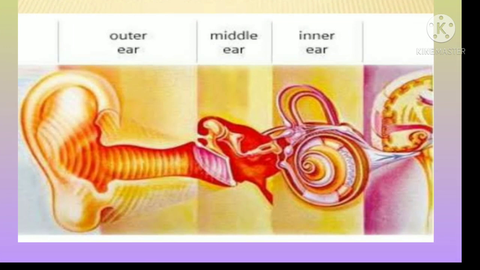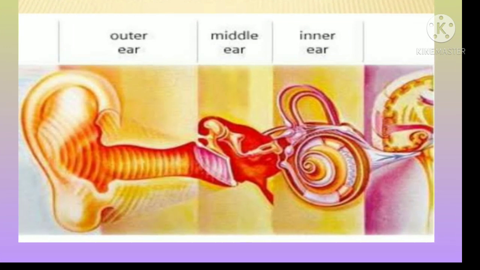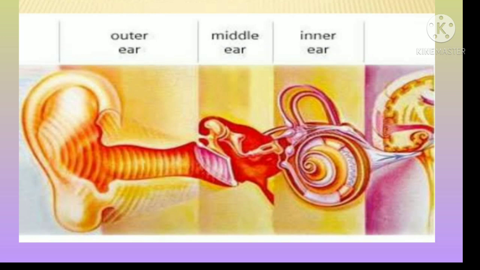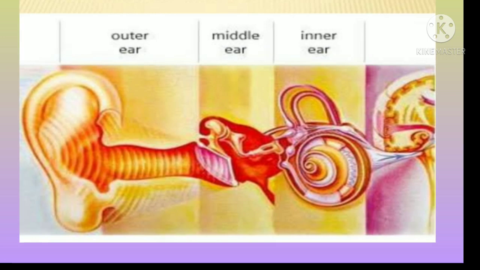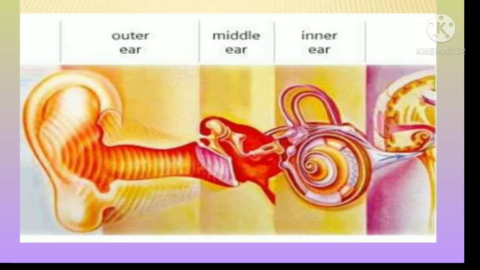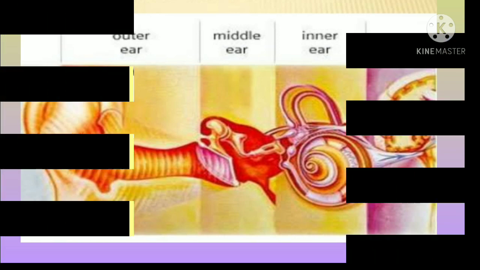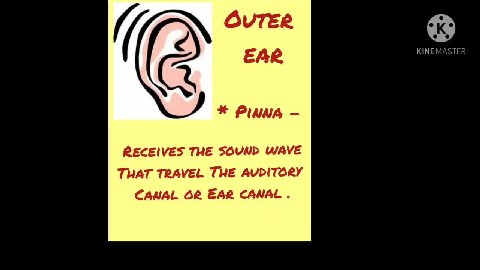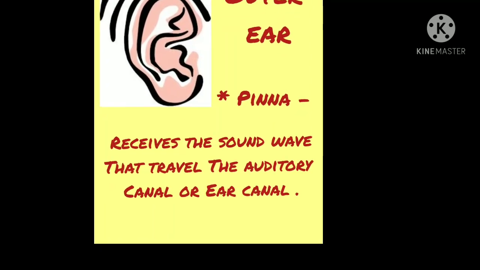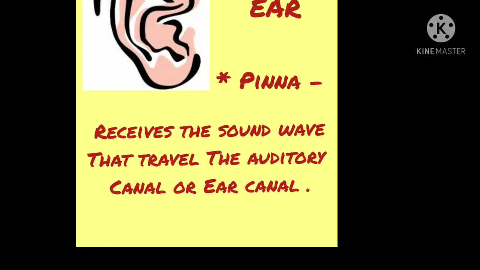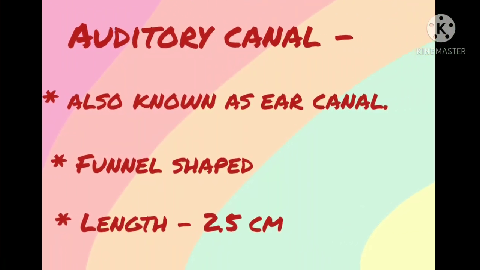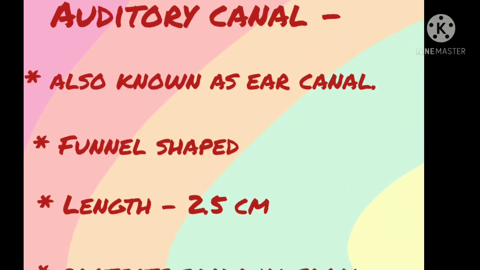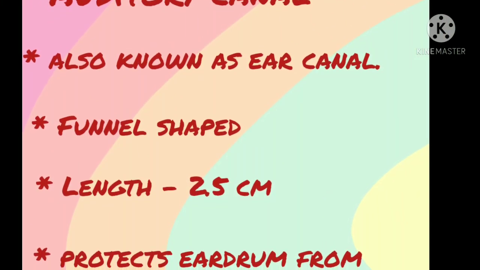As we have discussed, the ear is divided into three sections: the outer ear, the middle ear, and the inner ear. We will discuss these one by one. So firstly, the outer ear. Pinna. What will pinna do? Pinna receives the sound waves that travel through the auditory canal or the ear canal. Now, auditory canal is also known as ear canal.